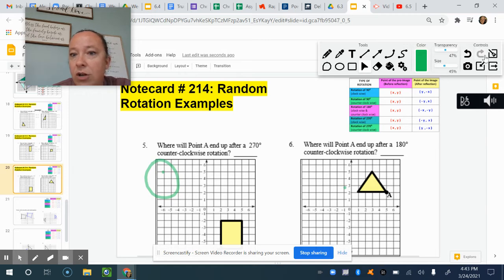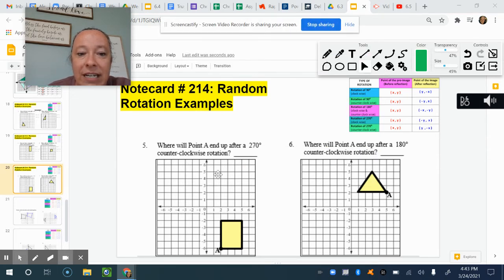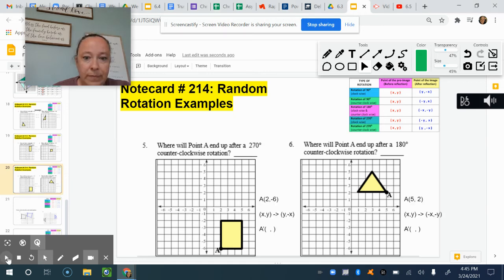All right, note card 214. We've got some more examples. We have a 270-degree counterclockwise, so we'll be using this one. And we have 180 degrees counterclockwise, and it's the same for 180 degrees whether you're counter or regular clockwise. So go ahead and pause me and see if you can figure this out without me.